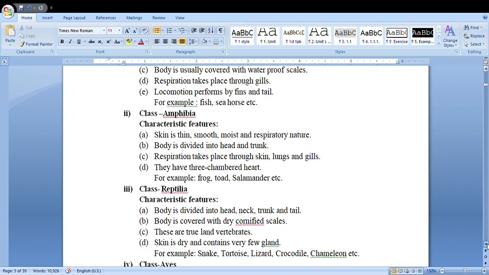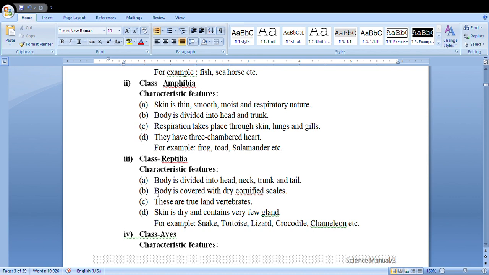Class Reptilia. General characteristics: body is divided into head, neck, trunk, and tail. Body is covered with dry and cornified scales. These are true land vertebrates. Skin is dry and contains few glands. For example, tortoise, lizard, crocodile, chameleon, etc.